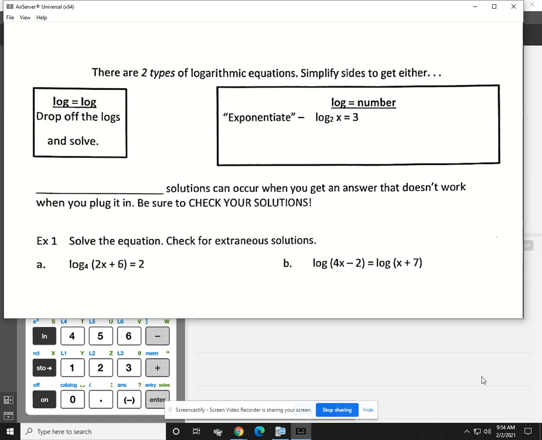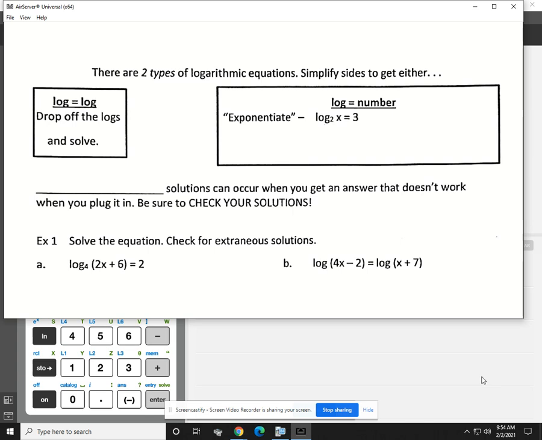For example, I have log base 2 of x equals 3. So I can sit here and think, okay, how can I find what x is? Well, in this case, it probably wouldn't be that hard to find because log base 2 of a nice number equals 3. But what if it's not a nice number? How would I find x? Well, I can't drop off the logs and solve, so my option is exponentiate. What does that mean? Remember, you can always rewrite a logarithm as a what?